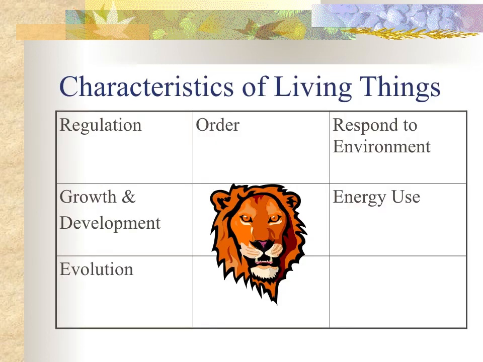Well, what do we mean when we say things are alive? Well, living organisms have a wide variety of characteristics. Okay, they're highly ordered and regulated. The living organisms respond to their environment. They use energy, they grow, they develop, and over time, living organisms can change during the process of inheritance. These are characteristics of living organisms.